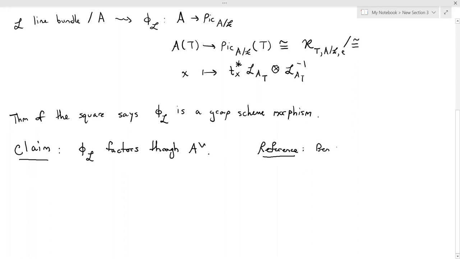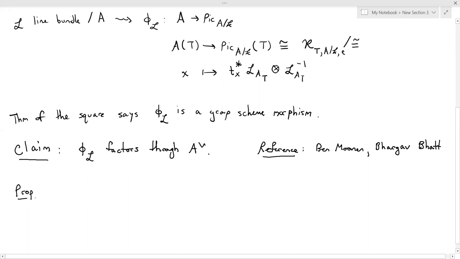If you want a reference for where that is done, look at Ben Moonen, who has some notes on Abelian varieties. And also Bhargav Bhatt also has some notes on Abelian varieties. They construct the dual as a group scheme quotient. They think about phi sub L and its kernel, because it is a group scheme morphism, so it has a scheme theoretic kernel.